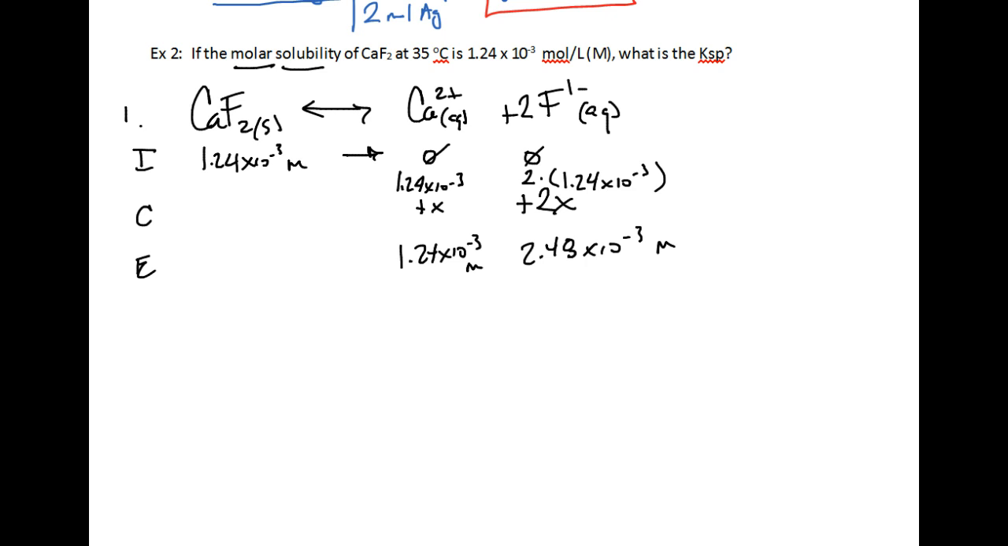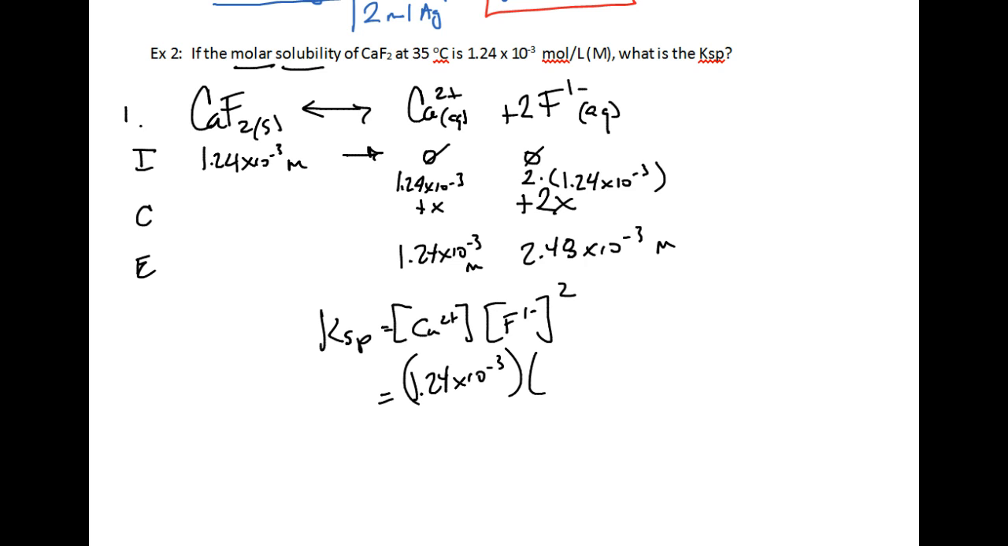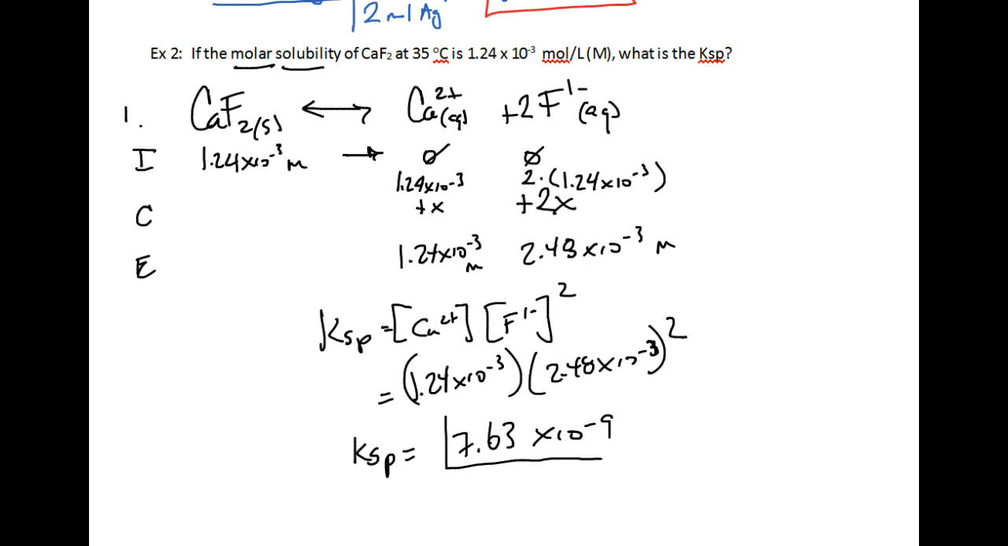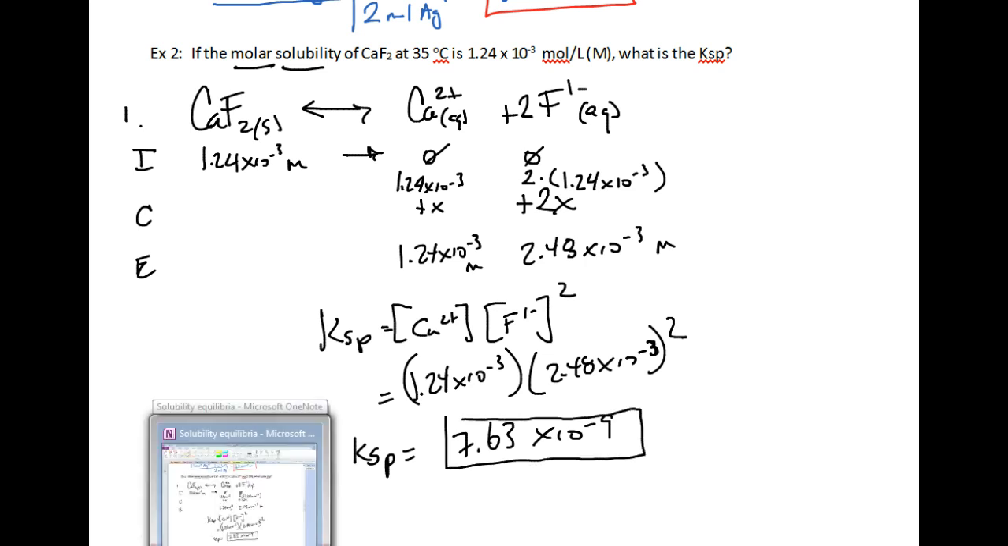So now we have our equilibrium line, and we can plug those values into the Ksp expression. Once again, our Ksp expression was the calcium ion multiplied by the fluoride ion squared. So that's going to be equal to 1.24 times 10 to the negative third multiplied by 2.48 times 10 to the negative third, squared. And so our Ksp should come out to be 7.63 times 10 to the negative ninth as a value for calcium fluoride at 35 degrees.